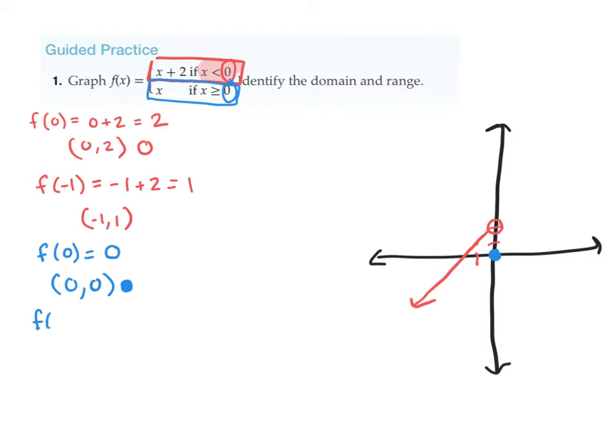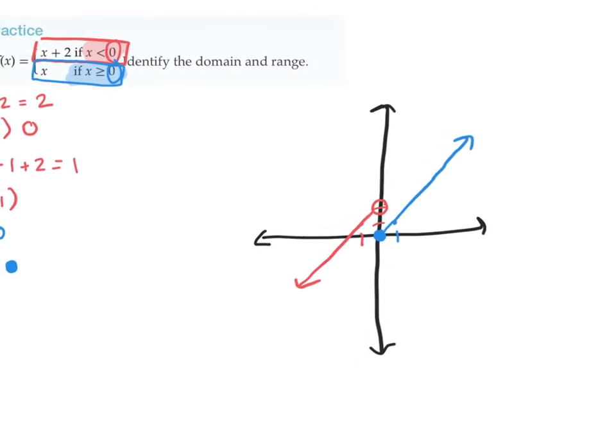Now we always have to plug in 2 points for each one. So we need to plug in another point that is greater than 0. What's the number greater than 0? 1. So what do we get when we plug in 1? 1. So we have 1, comma, 1. So we go to the right 1, up 1. And then we're talking about all the values of x that are greater than, so we're going to go to the right. So this is our graph of our piecewise function.